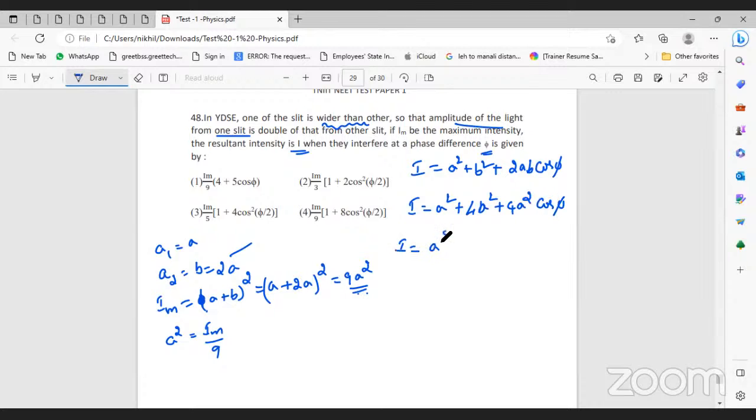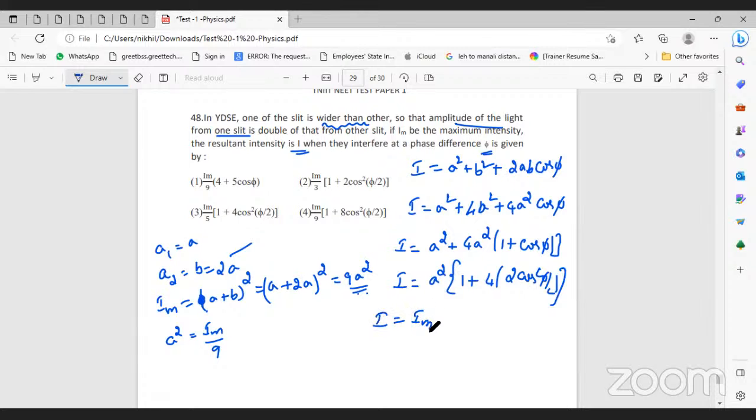So I can take A squared, you can take out 4A squared common. So 1 plus cos phi. What's the formula for cos phi? A squared common, 1 plus 4 into 1 plus cos phi is 2 cos squared phi by 2. So I is equal to what is A squared? IM divided by 9 into 1 plus 4 into 2 will be 8 cos squared phi by 2. So what is the intensity? IM by 9 into 1 plus 8 times of cos squared phi by 2. So option 4 is the correct answer.